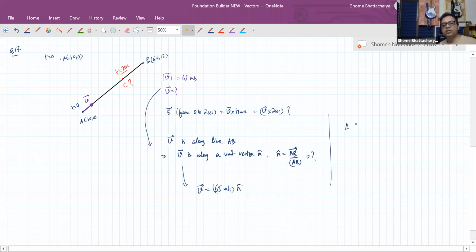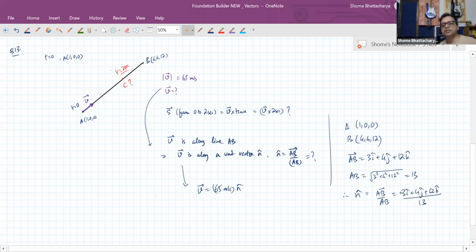You can see the coordinates of the point A are 1, 0, 0. The coordinates of the point B are 4, 4, 12. So what is the displacement from A to B, that line as a vector? It is 4 minus 1, that is 3 i cap, plus 4 minus 0, that is 4 j cap, plus 12 minus 0, that is 12 k cap. So the magnitude is 13. Therefore n cap, which is that unit vector, is nothing but 3 i cap plus 4 j cap plus 12 k cap divided by 13.